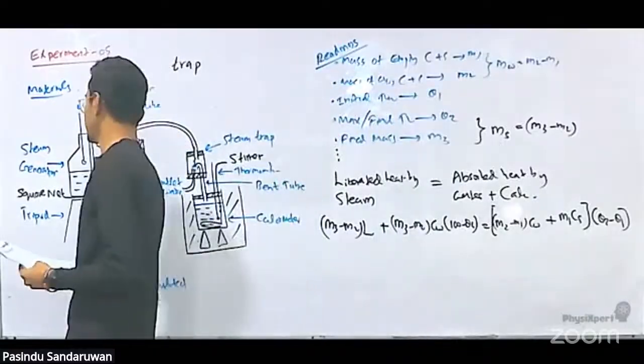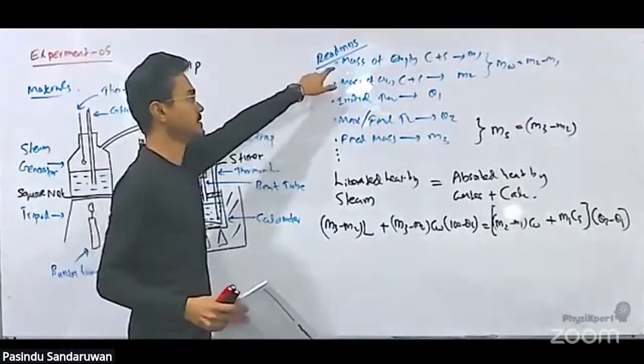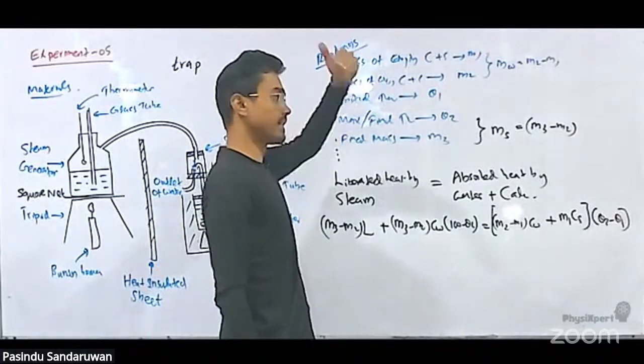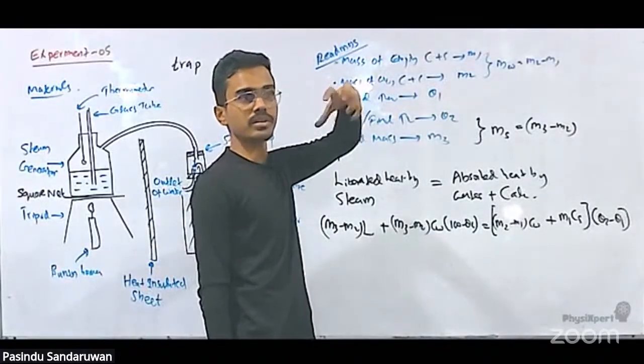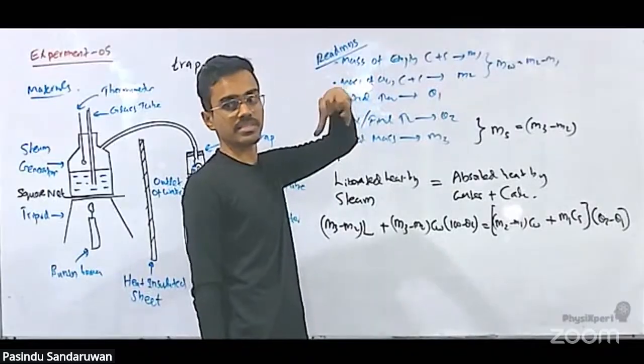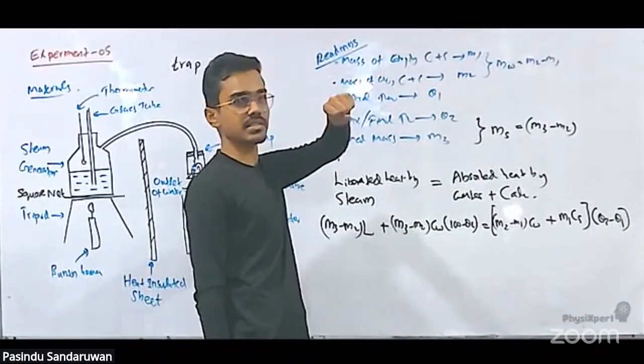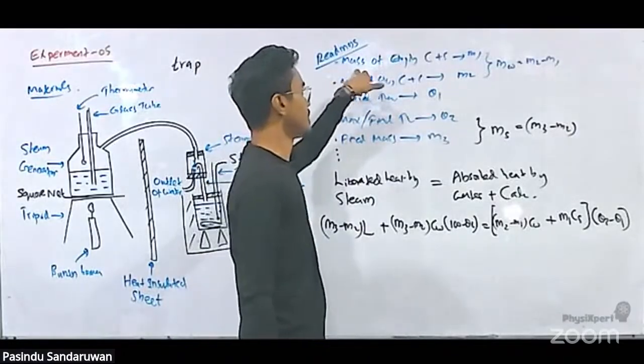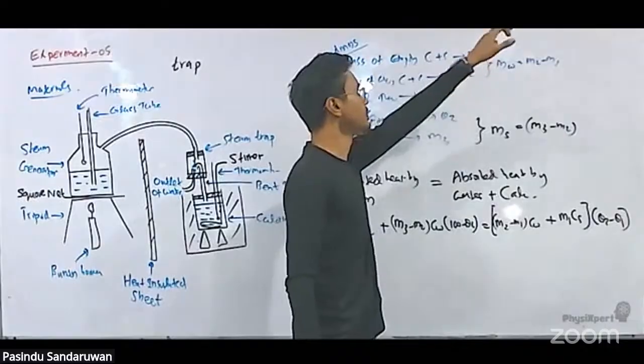Right, mention readings. I gave every reading in every experiment in the correct order. That is the sequence, and questions are asked according to that sequence, so you need to know the sequence. Right, the first one, mass of empty calorimeter with stirrer, M1.